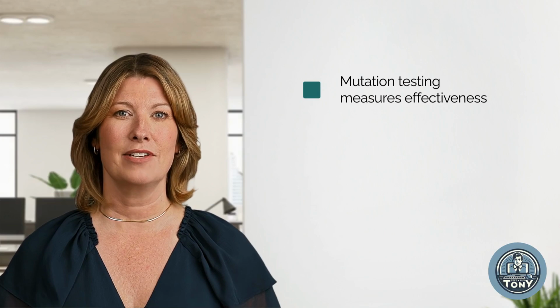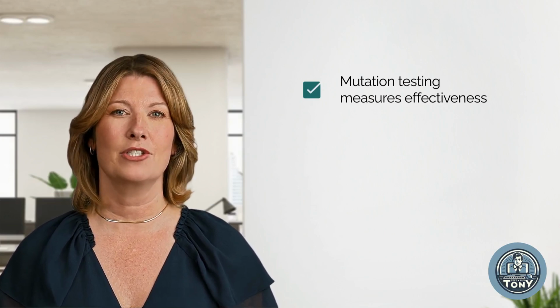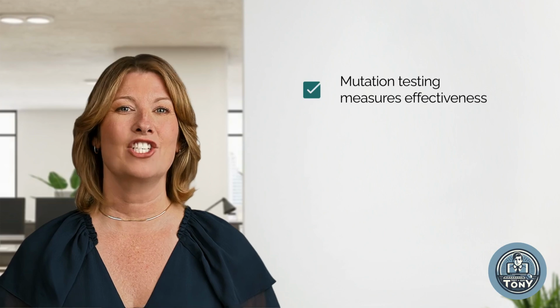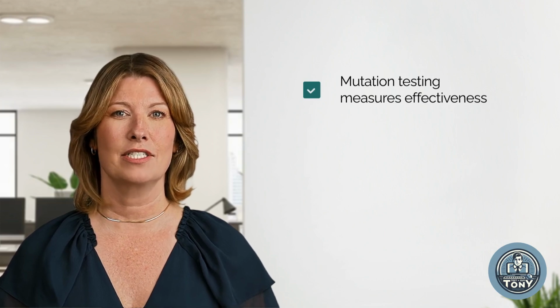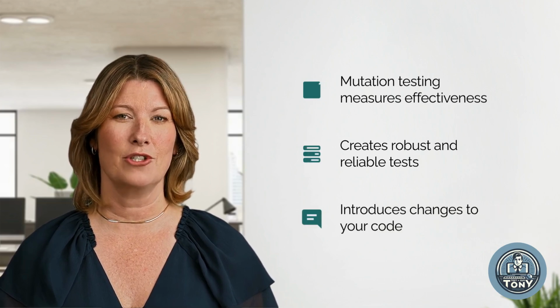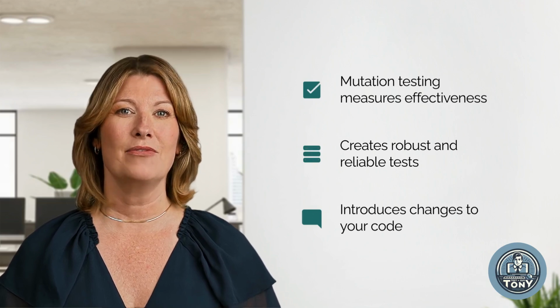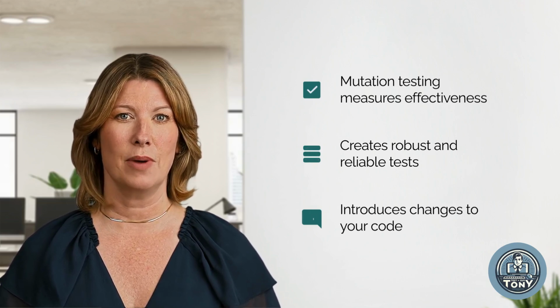Mutation testing is a method to measure the effectiveness of your test suite by introducing small changes, or mutants, to the code and checking if the test can detect these changes. It helps create robust and reliable tests by introducing changes to your code and checking if your test can detect them. This will measure how effectively the test suite identifies bugs.